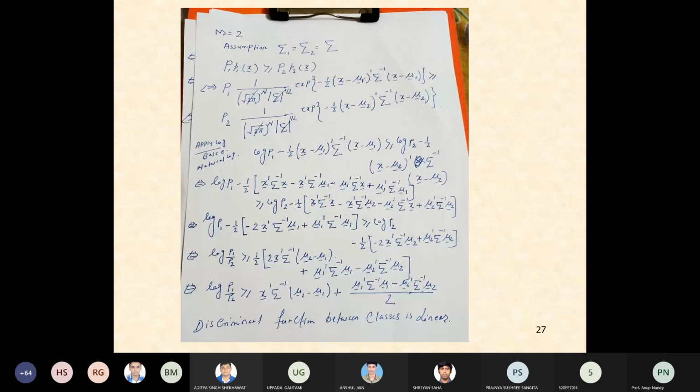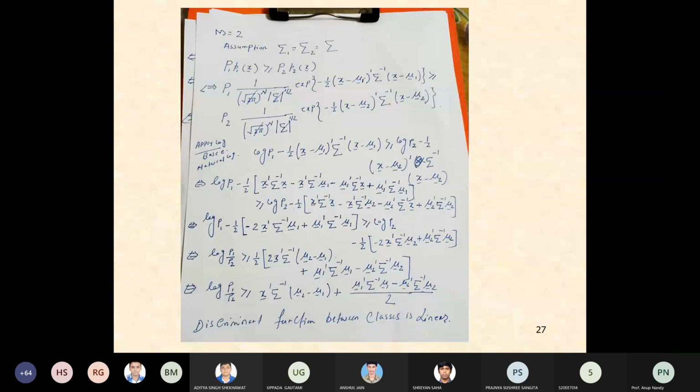Before doing that, we are doing some calculation. You just see log P1 minus half, then these things, the multiplication that we are going to do in this way: half into x transpose sigma inverse x minus x transpose sigma inverse mu1 minus mu1 transpose sigma inverse x plus mu1 transpose sigma inverse mu1.